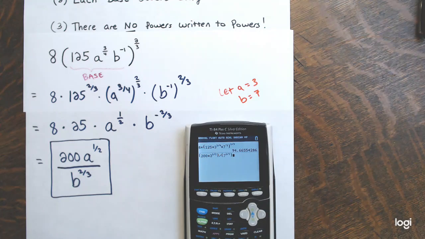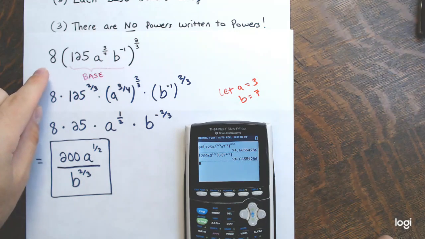And hopefully, if we did things correctly, this will give me the same exact number as I got up there. Look at that, 94.6655428.6. They are the same. And that should happen no matter what you plug in for A and B, as long as they're positive numbers, it looks like. All right, they said assume all the variables are positive in these.